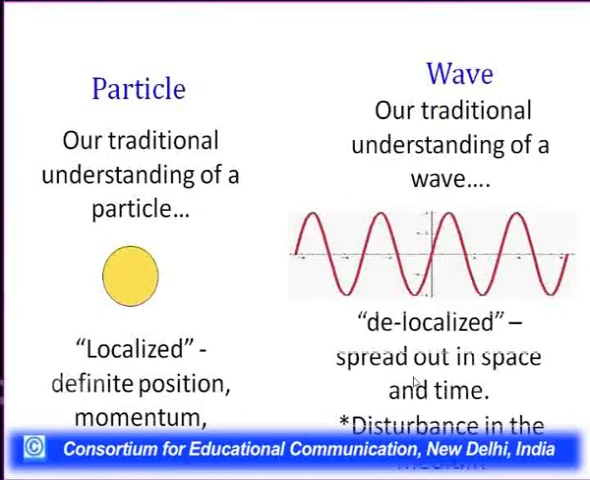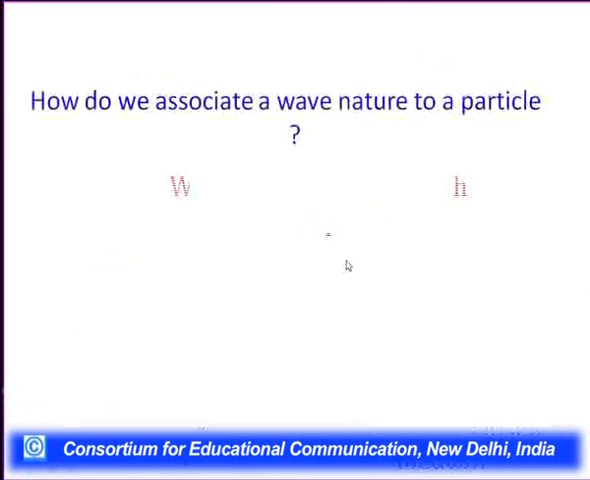Now what is the difference between the particle and wave? Our traditional understanding of the particle is localized, with definite position and momentum, confined in a space. And what is the wave? A wave is defined by this curve, which is delocalized, spread out in space and time, a disturbance in the medium. This is the particle and this is the wave. These are the basic definitions of the particle and wave.